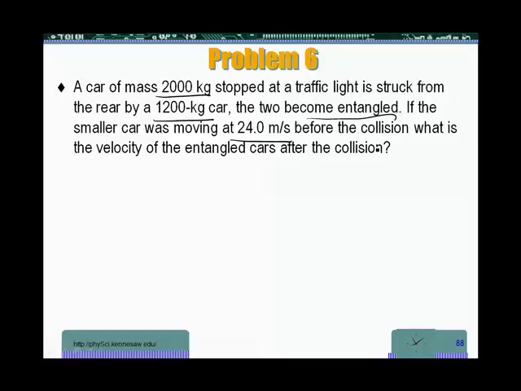So this is, again, an inelastic collision. We have two masses that get entangled and move together, and we have energy lost into entangling the cars and destroying them. So again, it's a conservation of momentum problem before the collision and after the collision. So before the collision, what do we have? We have one car.